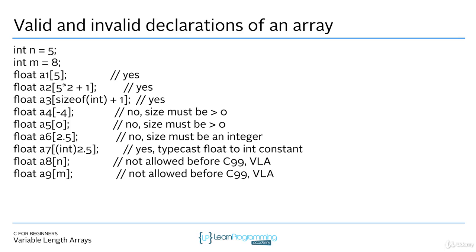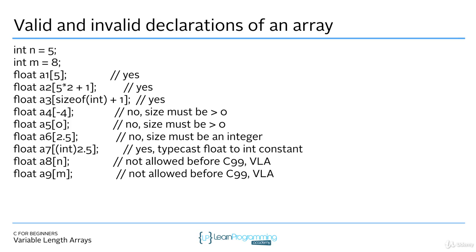Putting a negative number inside the declaration of an array, no, you can't do that. There's no such thing as a negative 4. The size of the array has to be greater than 0. So 0 will not work either. 2.5, putting a float, can't do that either. Doesn't make sense. How can you create an array of size 2.5? However, if you do put 2.5 inside the square brackets and you cast it to an int, that's okay.